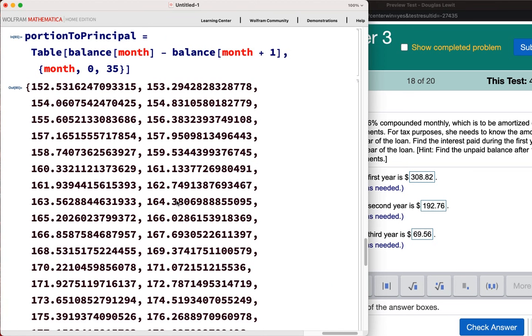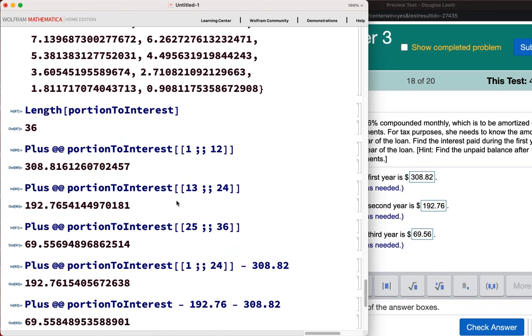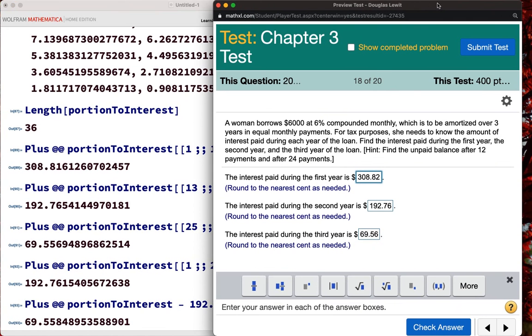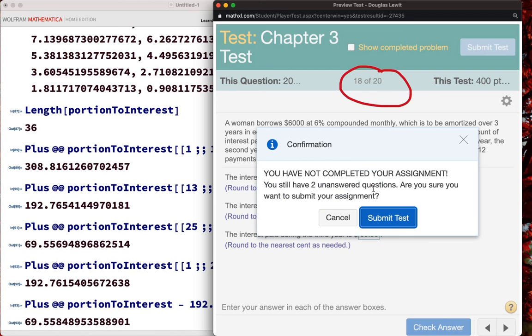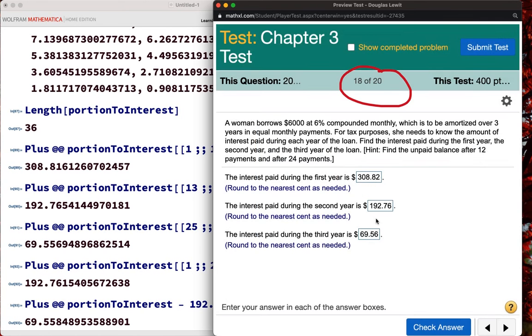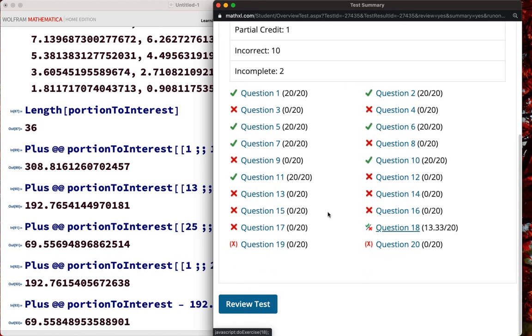One second. Okay, I'm curious to see what their answer is. This is question number 18. Okay, let's submit this. You have not completed your assignment. Okay, whatever, that's fine. Submit test. Let's go to question number 18.